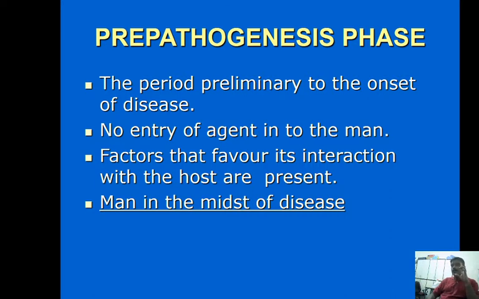So this is the period preliminary to the onset of the disease, with no entry of the agent into the man. The agent has not even entered yet, but factors that favor its interaction with the host are present. So if I go out without a mask, if I go into large gatherings, if the schools, cinema halls, and malls are open and I go, then there are a lot of factors of interaction that happen. Man is basically in the midst of the disease factors. This is the pre-pathogenesis phase.